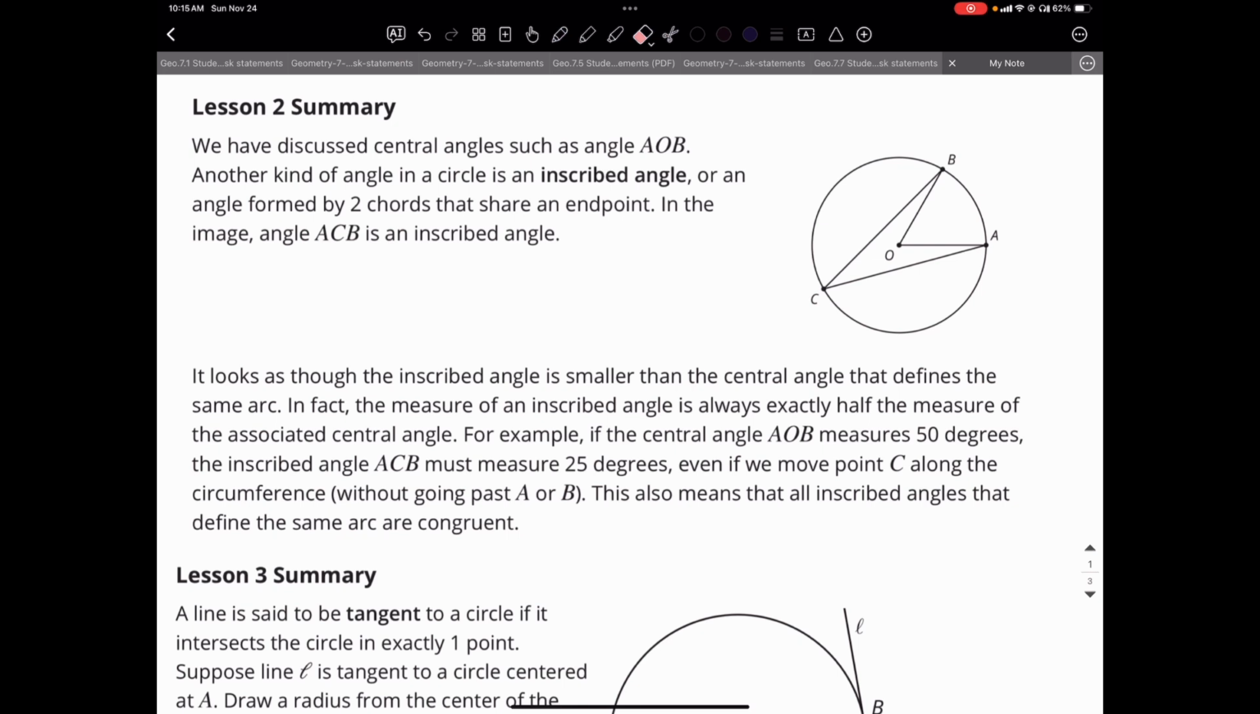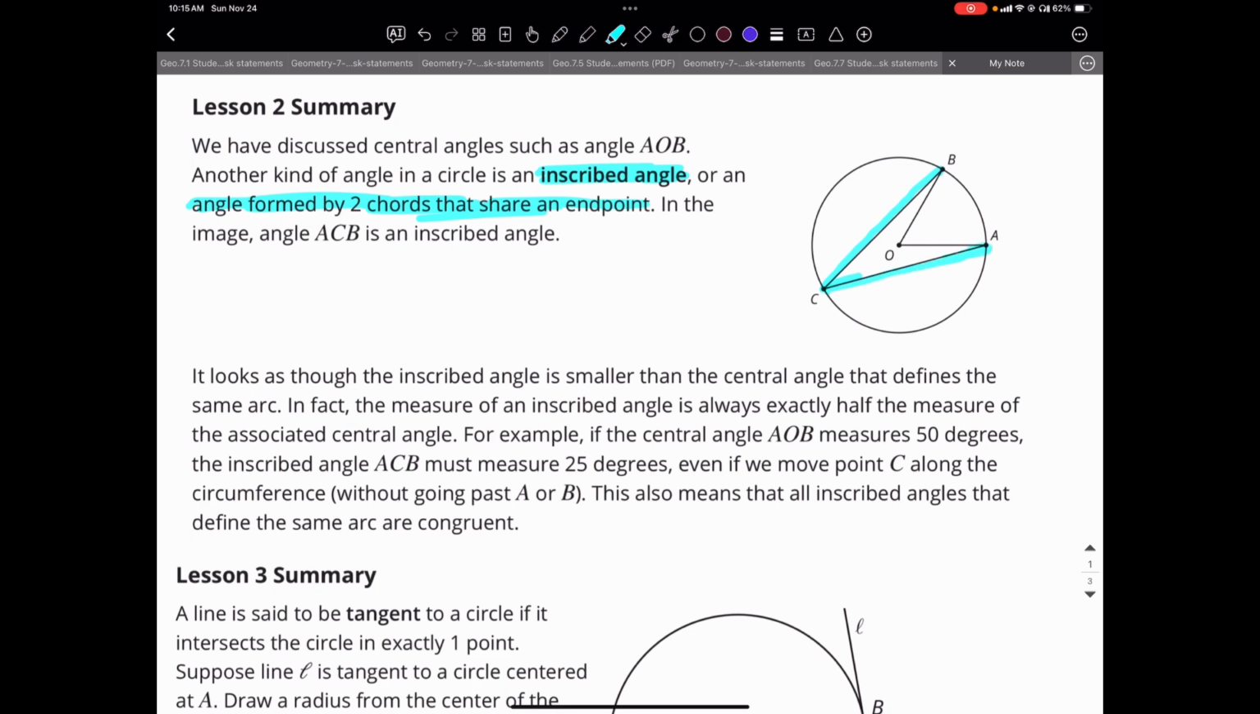So in lesson 2, we start talking about inscribed angles. In lesson 1, we talked about chords, central angles, and arcs. But now we're going to start talking about inscribed angles. Inscribed angles are angles formed by two chords that share an endpoint. For instance, this angle here is an inscribed angle.